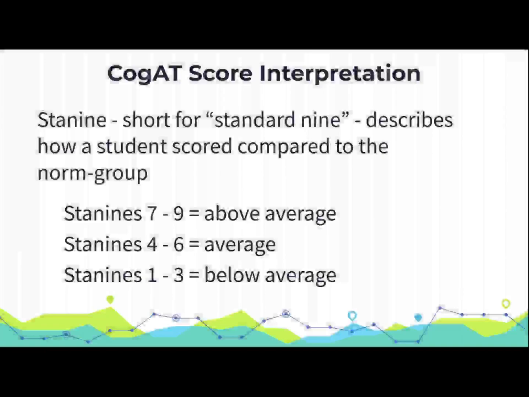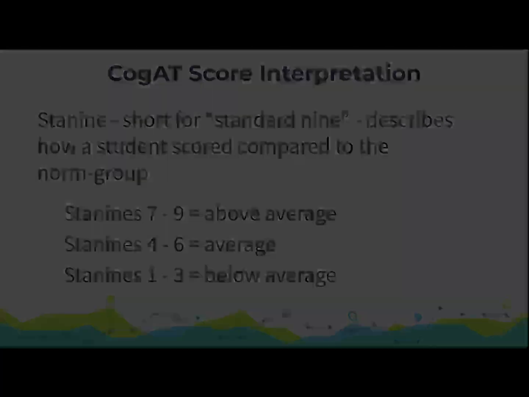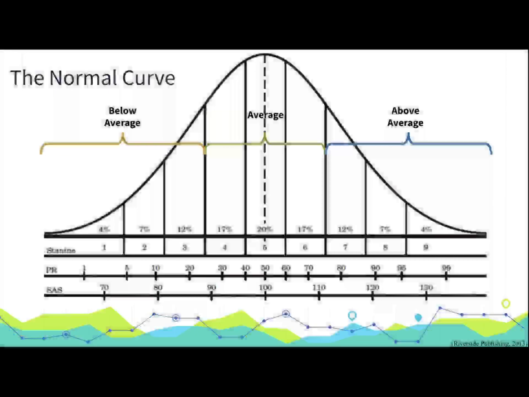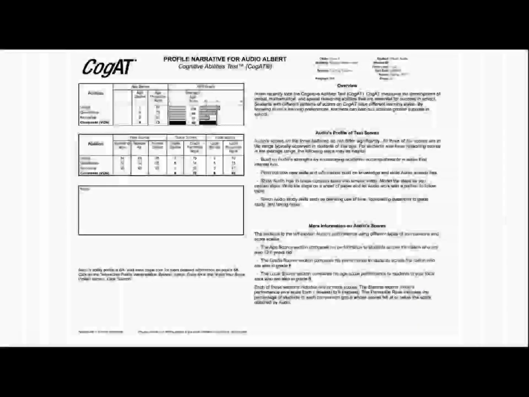Another score on the CogAT report is the STAY-9, or Standard 9. It also looks at how a student scored in comparison to the norm group. It is based on the normal curve, with about half of the students considered average, and the remaining half either below or above average. Now let's zoom into your report to find all this information.